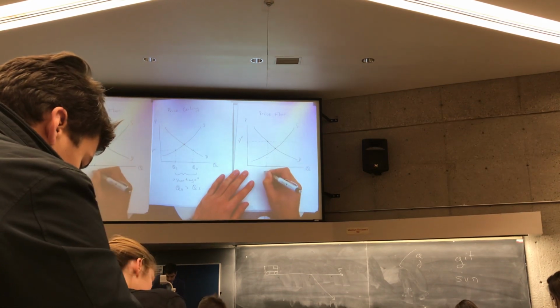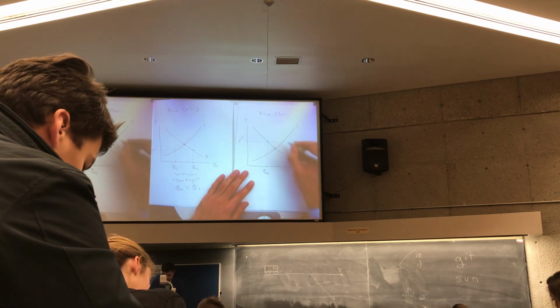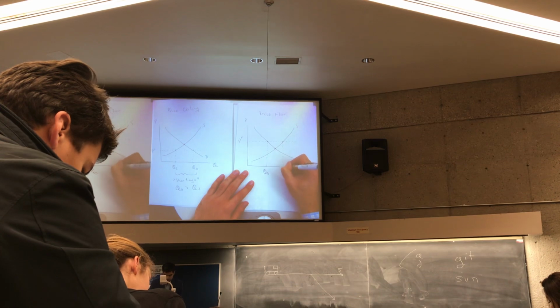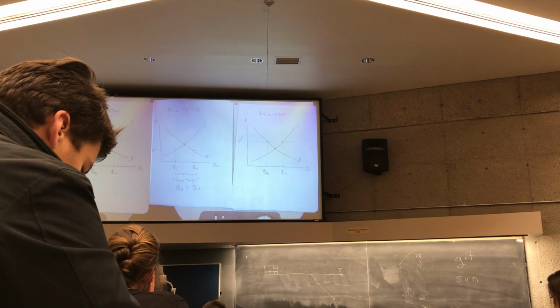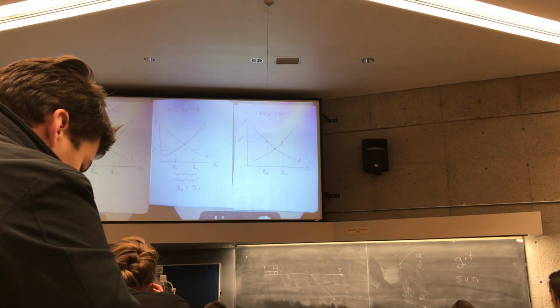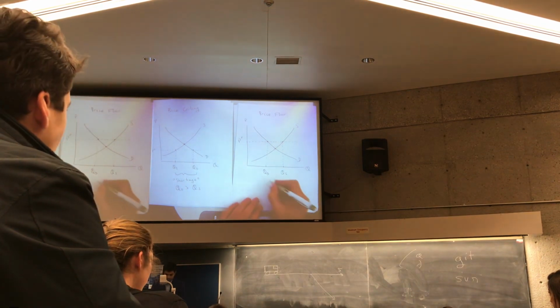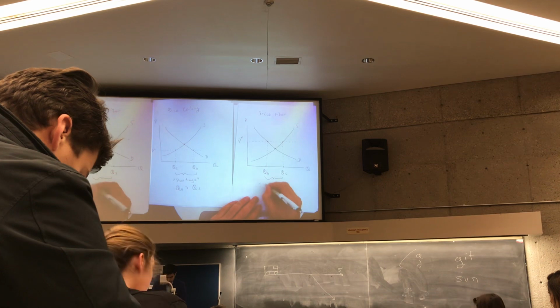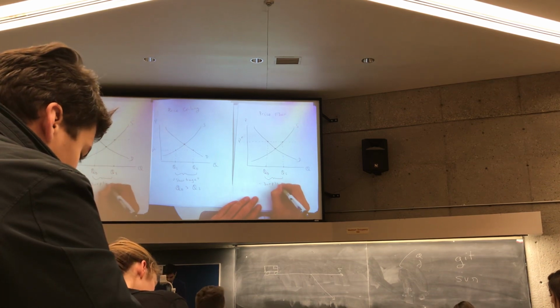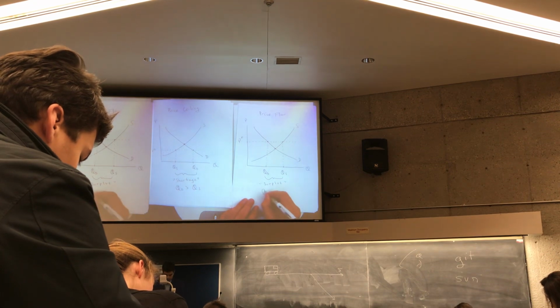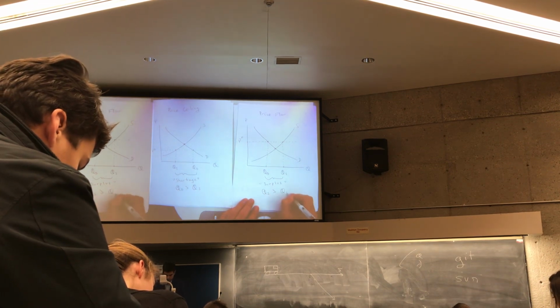Here is the quantity demanded, and at this price, we have this much quantity supplied. Which is more, quantity supplied or quantity demanded? Quantity supplied is more. We call this a surplus. And QS is greater than QD.